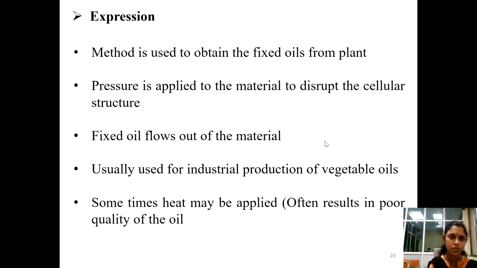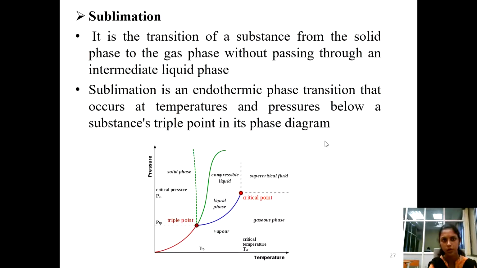Next is expression. This method is used to obtain the fixed oils from the plant. Here pressure is applied to the material to disrupt the cellular structure. Fixed oils flow out of the material, usually used for industrial production of vegetable oils. Sometimes heat may be applied to remove the volatile oils for a good quality of the oil.